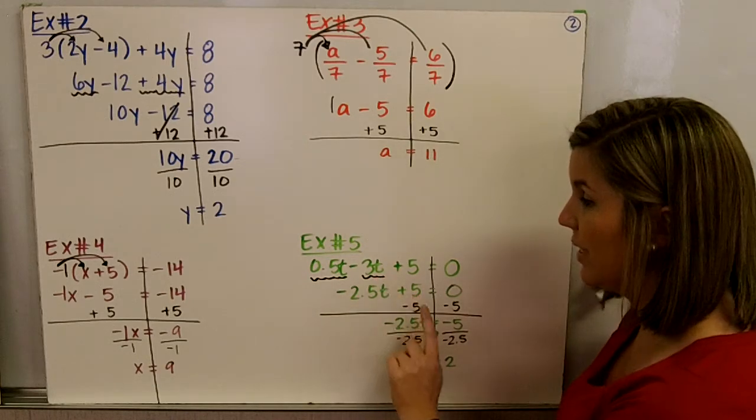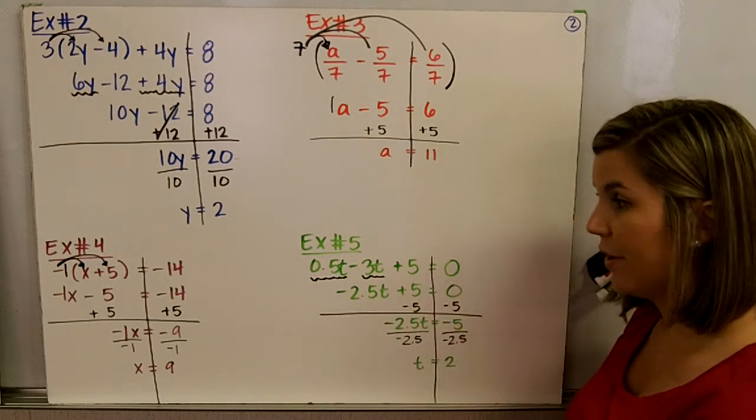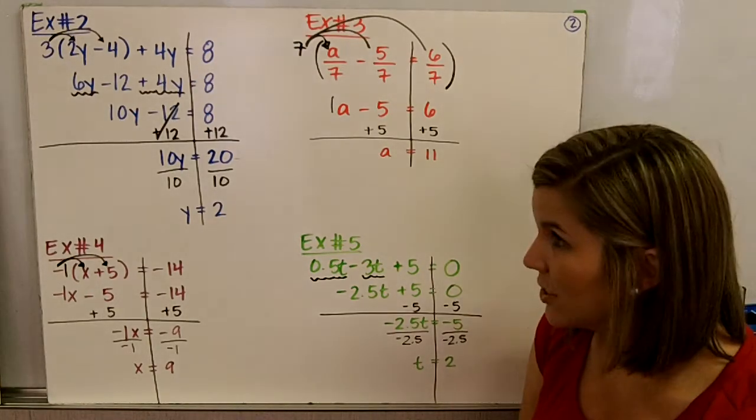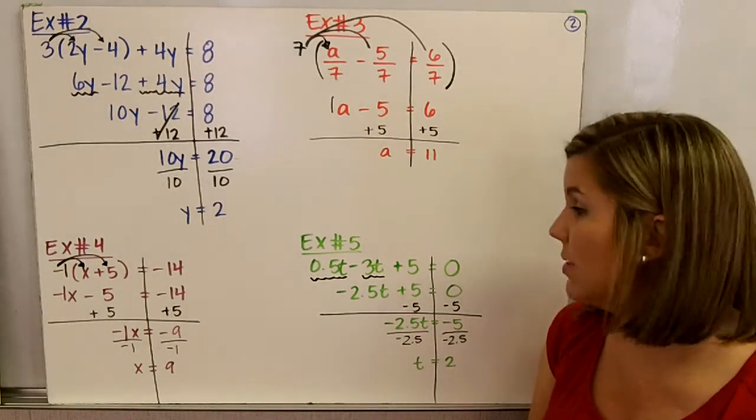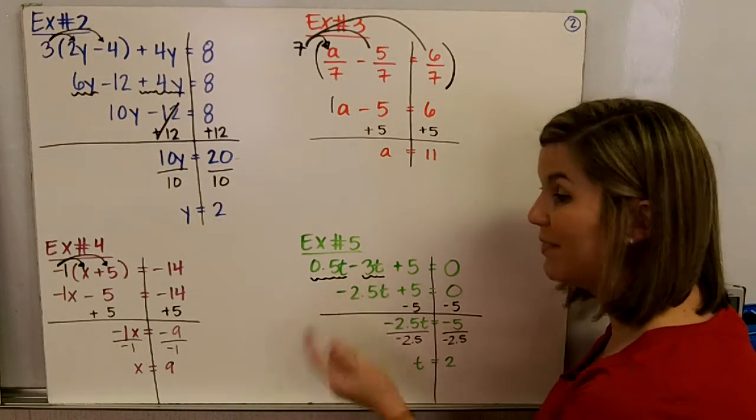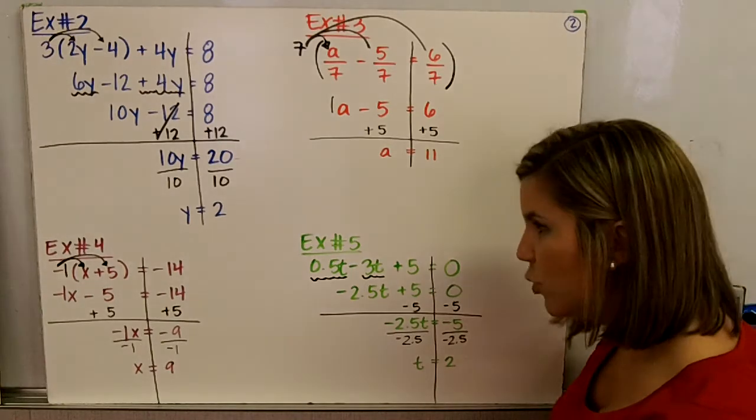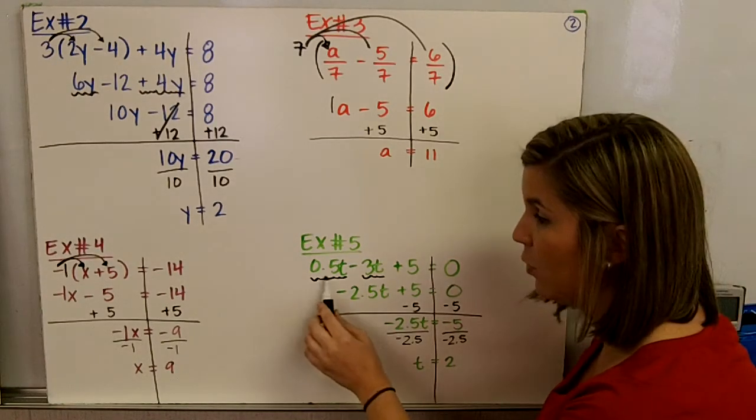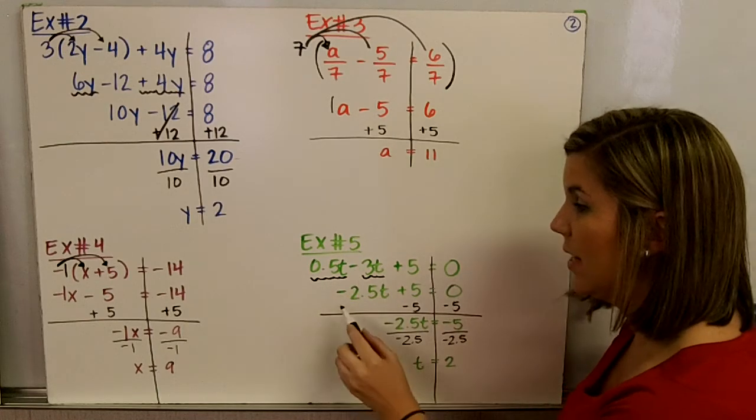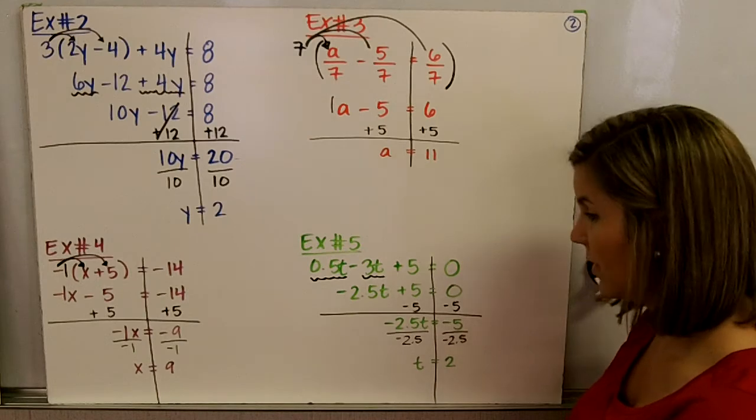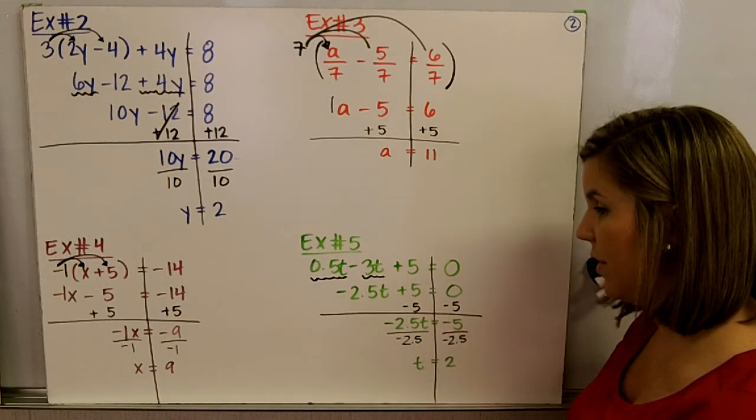0.5t minus 3t plus 5 equals 0. I don't have any parentheses to get rid of. I don't have any fractions to get rid of. Combine like terms on each side of the equal sign. So these two terms both have t, and they have an invisible 1 exponent, so I know that they are like terms. I can say 0.5t minus 3t gives me negative 2.5t. Carry down the plus 5 equals 0.